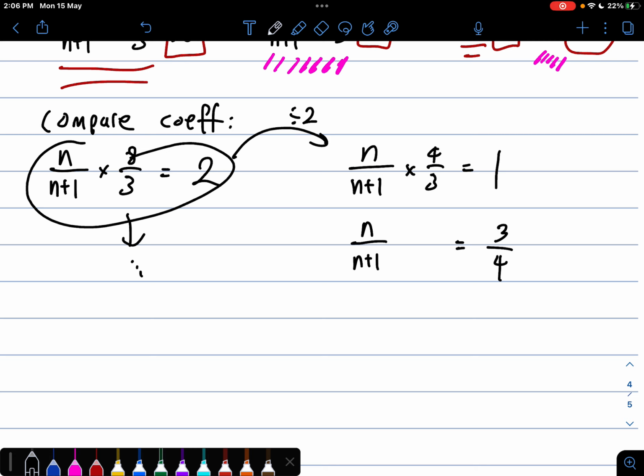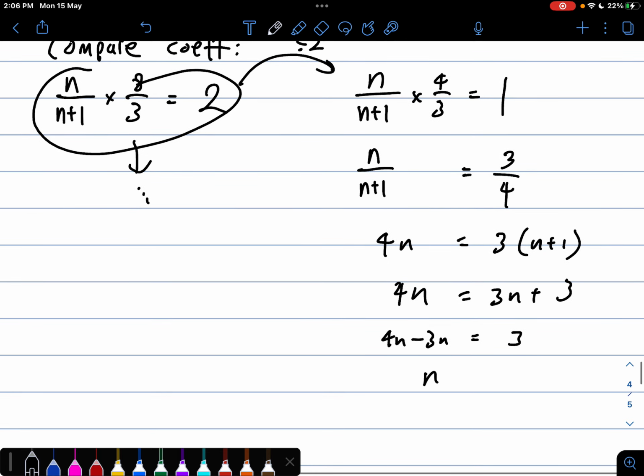Then you cross multiply. So 4n equals 3 times n plus 1. Multiply out, you get 3n plus 3. Bring the 3n over, you're left with a 3, and therefore finally n equals 3. Done. Okay, that's it.